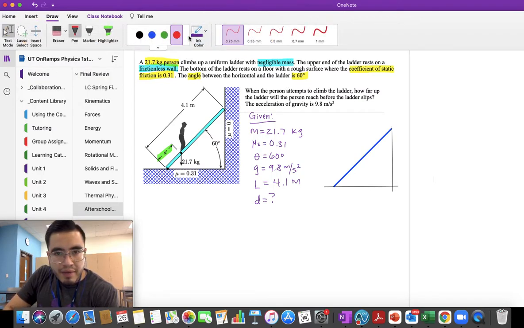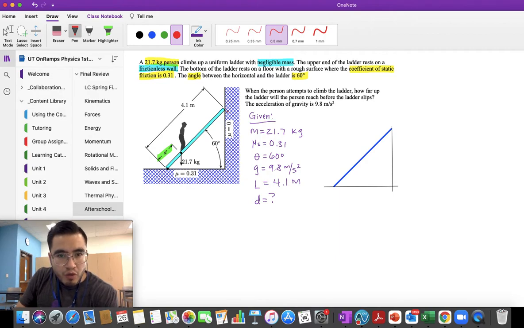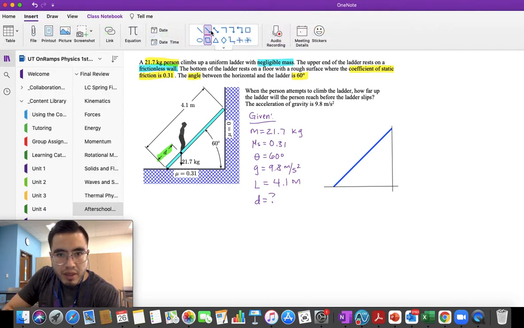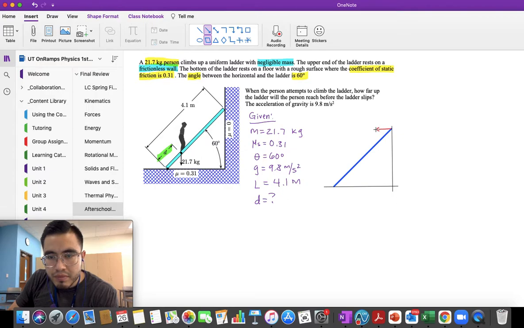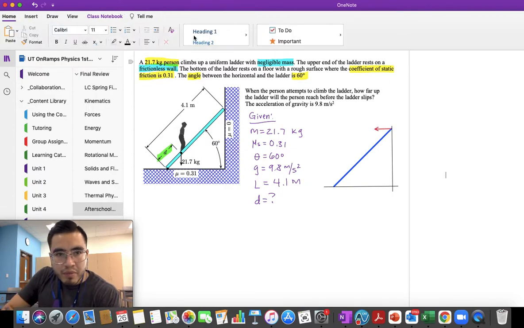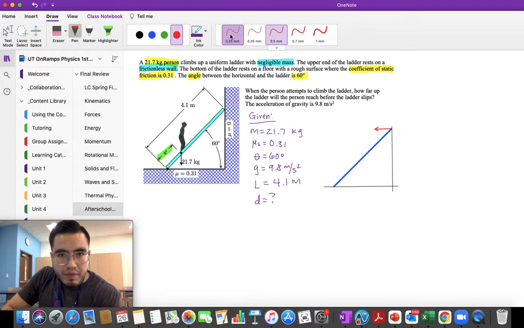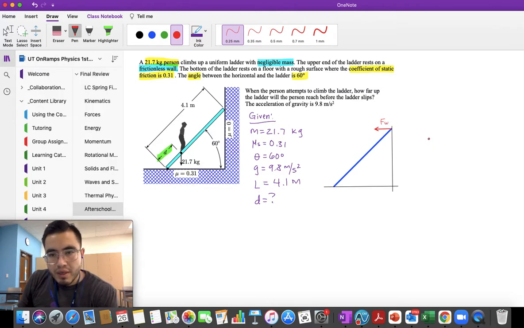So we have a force here from the wall, the normal force of the wall, right? So the ladder is resting on the wall, so we have a normal force like this. And I'm going to call that one force of the wall, FW. This is not force of weight, just force of the wall.